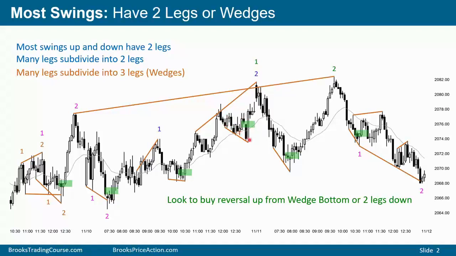Reversed up, reversed up, reversed up. So 3 legs down, 3 legs up. And then a second entry buy here, very tight channel wedge. We have a micro wedge here, reversed up with that tail, and then a third leg here.